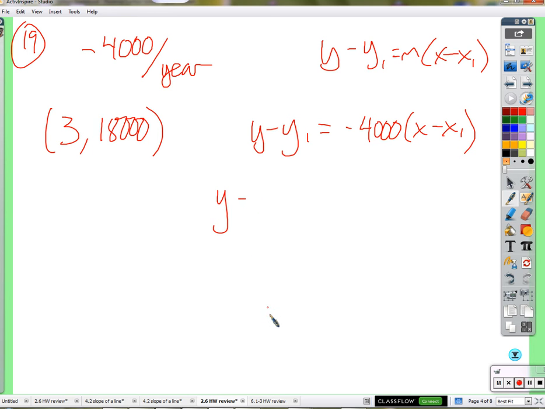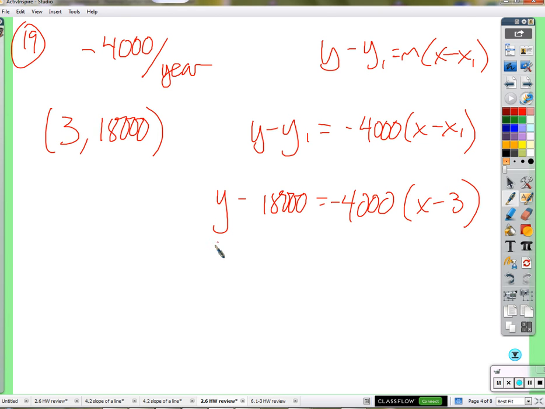And so I'll write y minus what? 18,000 equals negative 4,000 times x minus 3. Yay. Nailed it. Now the equation definitely will work. Now this is where it gets tricky.